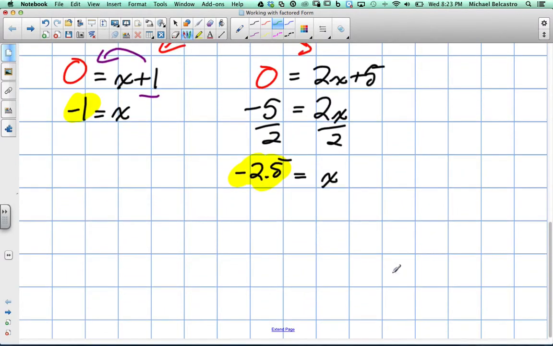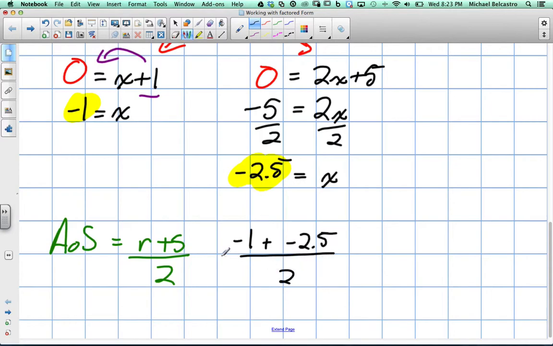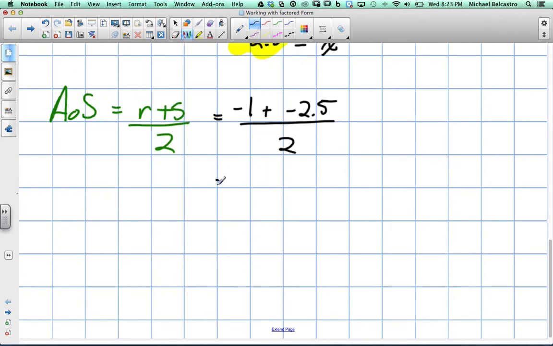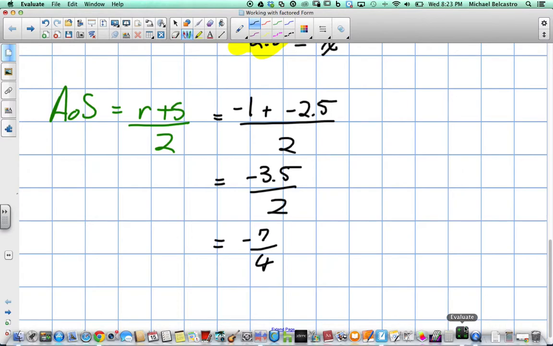Okay, so if we're looking for our x and our y, the axis of symmetry is the x value of our vertex. The formula for the axis of symmetry is that we take our r plus our s and divide them by 2. We take our two x-intercepts. In this case, that's negative 1 plus negative 2.5, divided by 2. When we add those together, we get negative 3.5 divided by 2. And I like fractions. Personally, I would multiply both by 2, and I'd get negative 7 over 4. But that might not be really clear to you, so let's work with decimals.